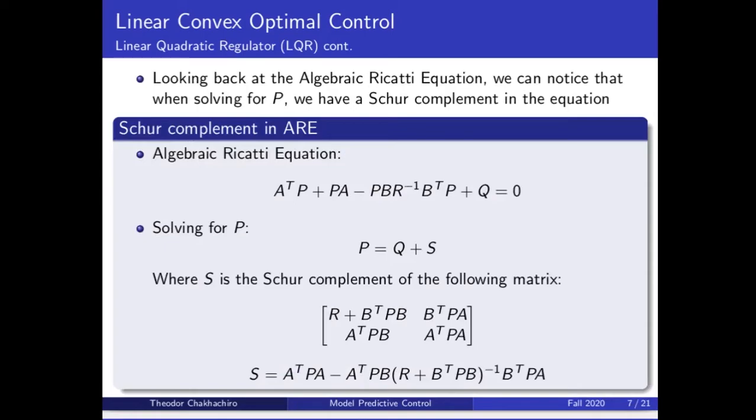Here we can see that the algebraic Riccati equation is defined as A transpose P A minus P plus Q minus A transpose P B (R plus B transpose P B) inverse B transpose P A, and solving for P we obtain P equal to Q plus S, where S is the Schur complement of this matrix, and this really gives a new look on the algebraic Riccati equation solution.